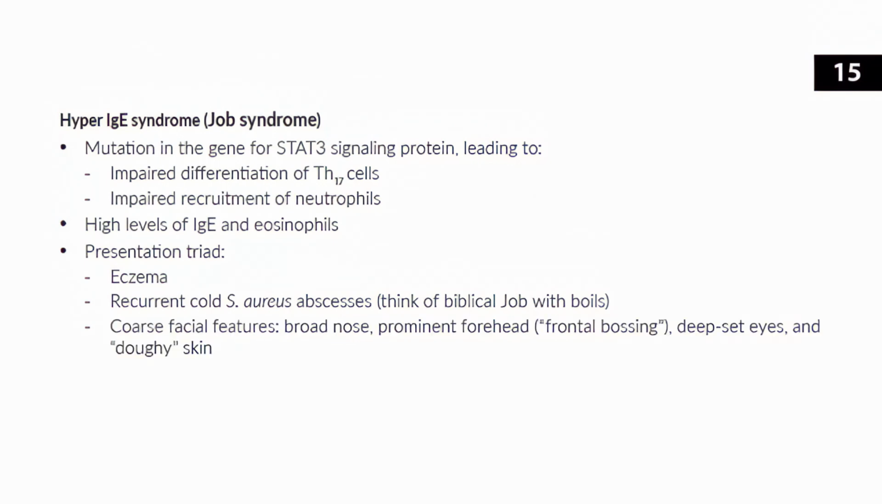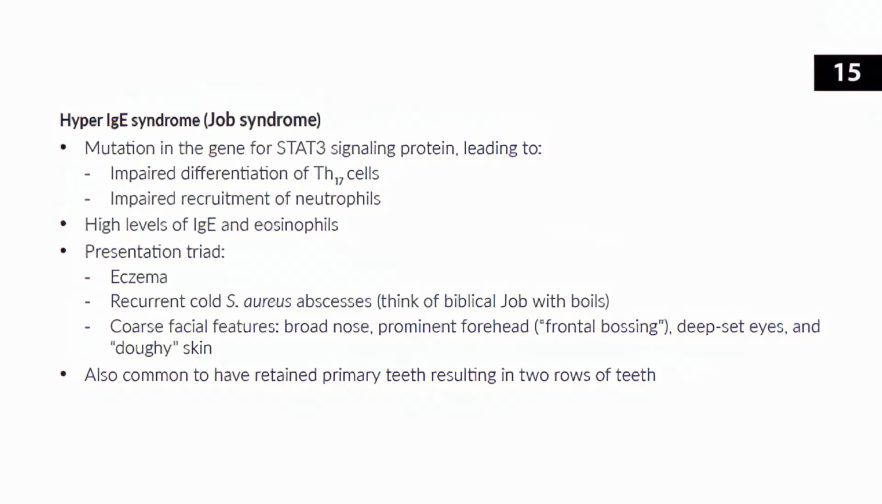These patients also have coarse facial features, such as a broad nose and a prominent forehead, which is called frontal bossing, deep-set eyes, and thick, doughy skin. These patients can also retain their primary teeth, so they have 2 rows of teeth on top and 2 rows of teeth on the bottom. If you see that, think hyper-IgE syndrome.